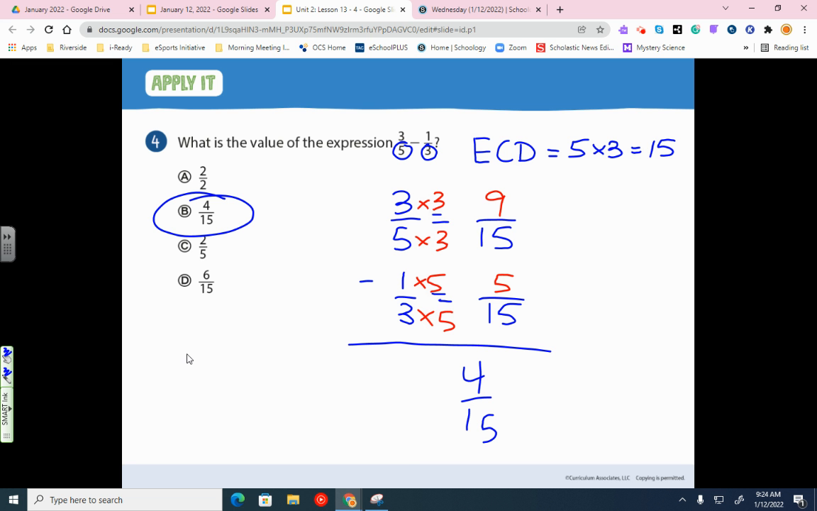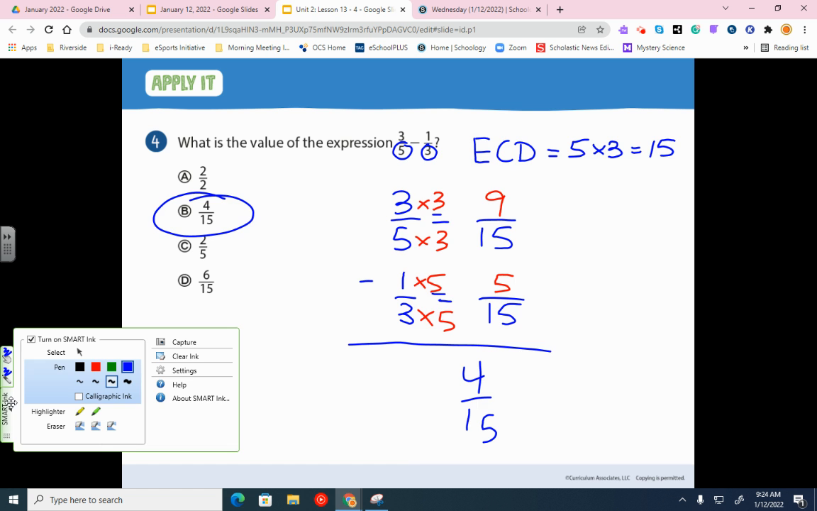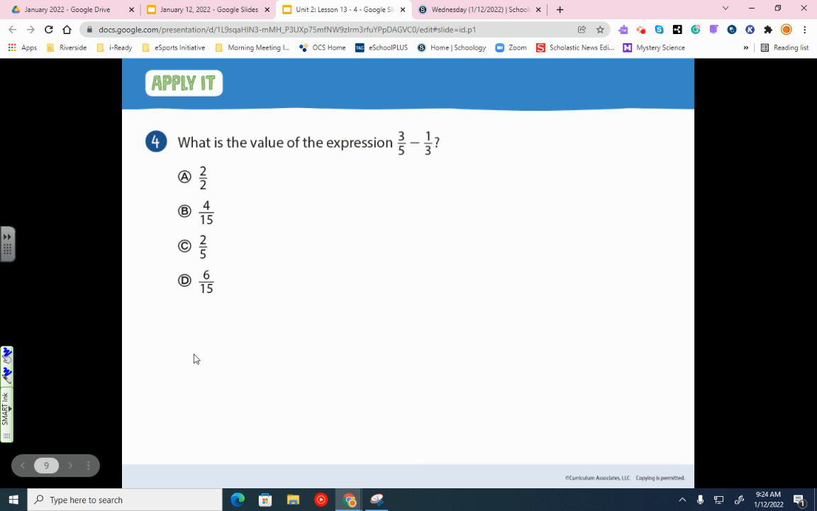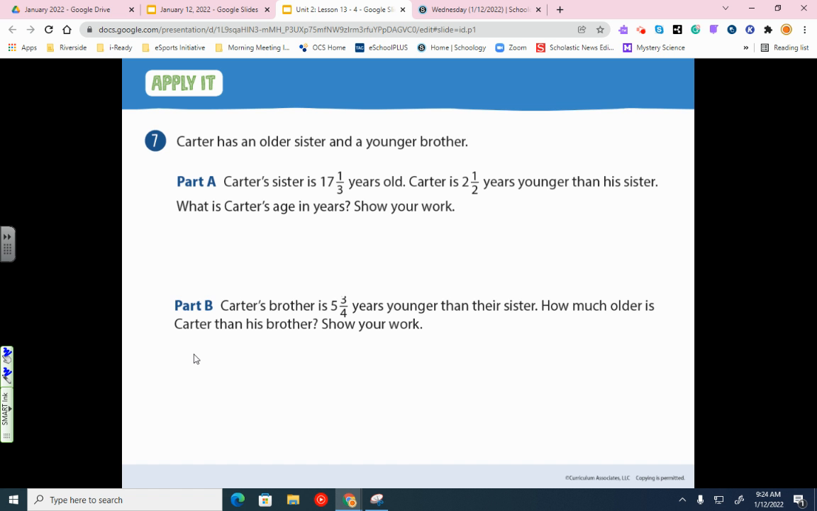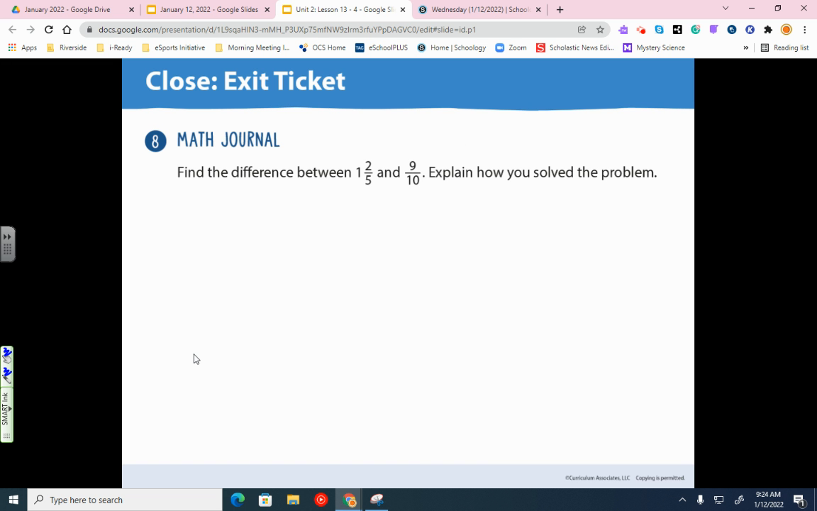I'd like you to skip 5 and 6 and 7. Again, this is a review lesson, so if I'm skipping some, I feel that they're ones that aren't going to help us out too much. 7 is fine. It's just a great amount of steps that we might want to skip. And 8. Find the difference between 1 2/5 and 9/10. So 10 is a multiple of 5, so that's our denominator.